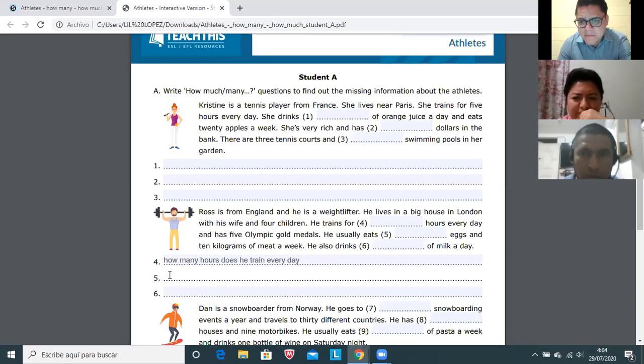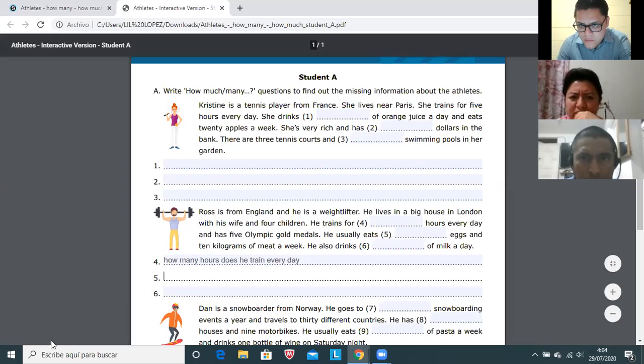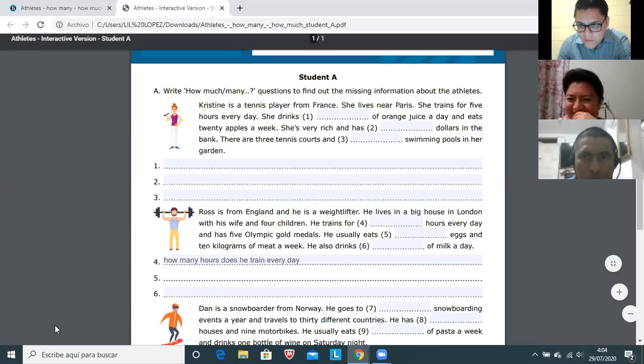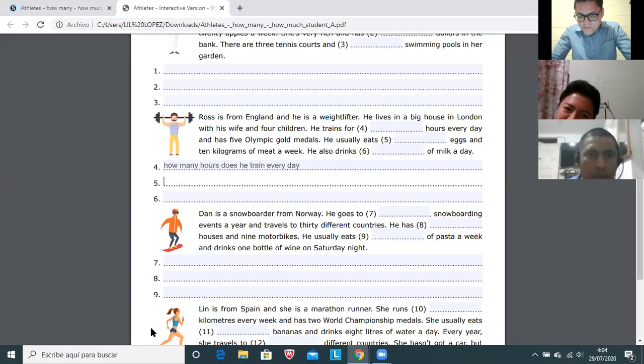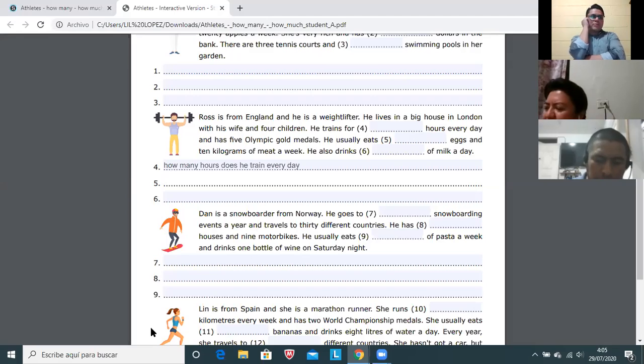But you both are working on the same version? For the moment, yes, teacher. But why? One of you needs to be a student A and the other person is gonna be a student B. Yes, aquí tengo el archivo abierto de student B. Student A or B? Student B. Okay. And you leave, you are projecting. Yes. Make the questions first. Okay.